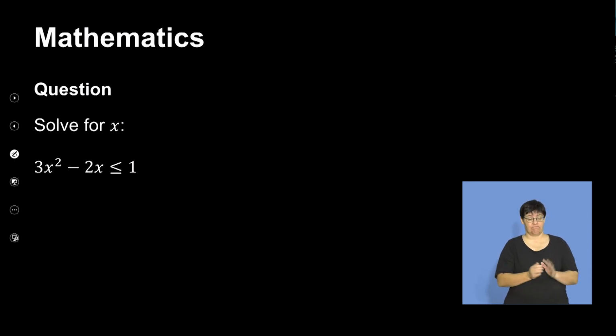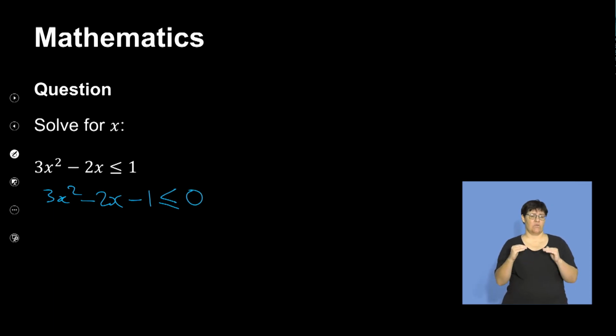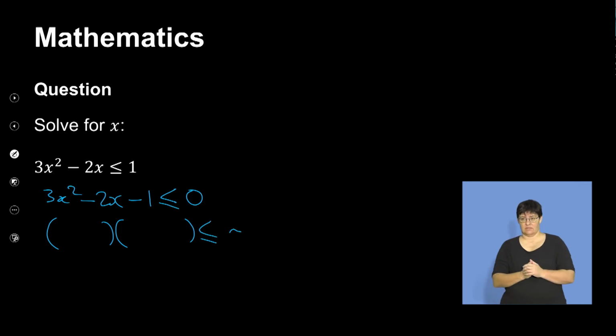Look at another example. It says solve for x. Firstly, I said make sure it is in standard form. So this becomes 3x squared minus 2x minus 1 less or equal to 0. And then you factorize this, less or equal to 0. If I factorize it, it will be 3x and 1 there, and it will be x and 1 there, or 1 and 1 rather, not 2.